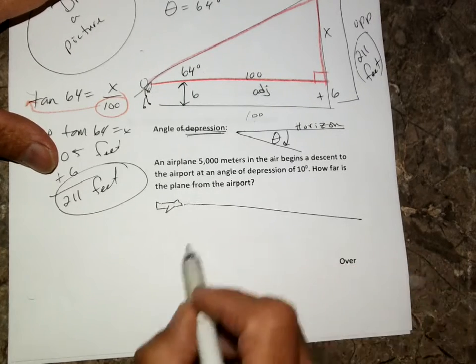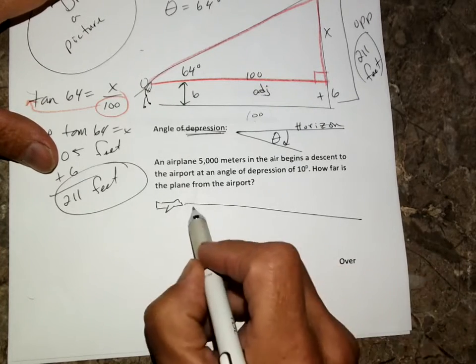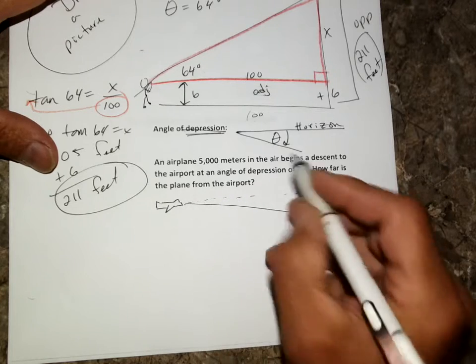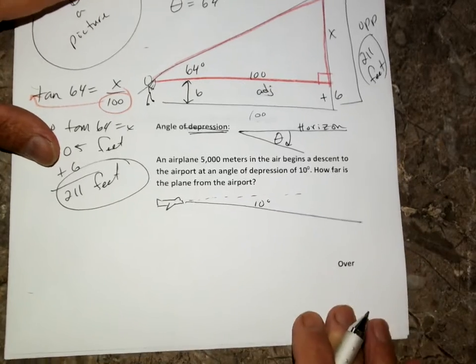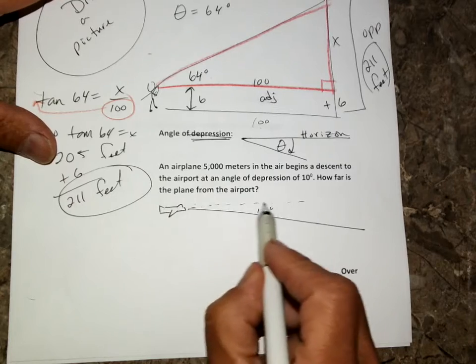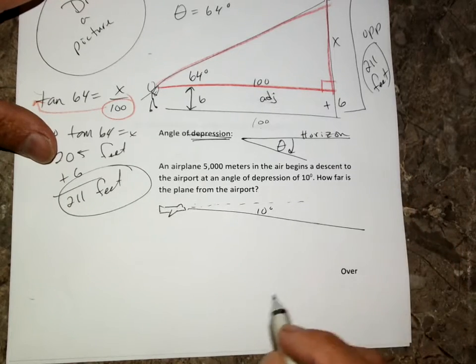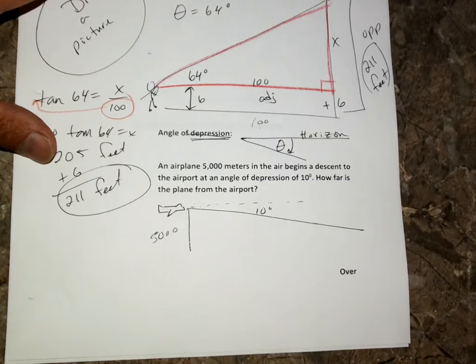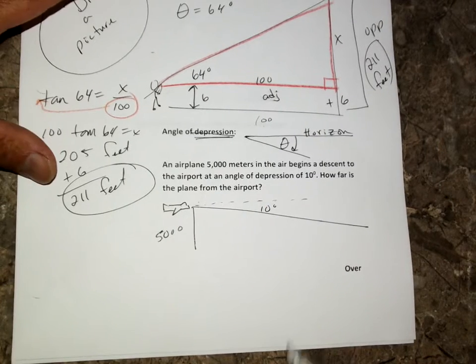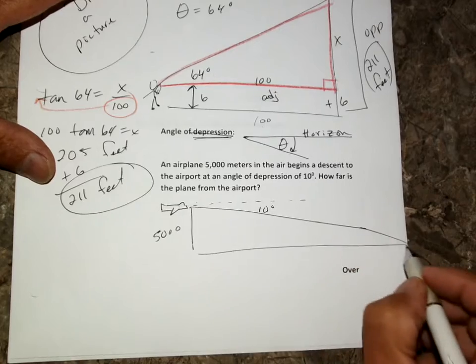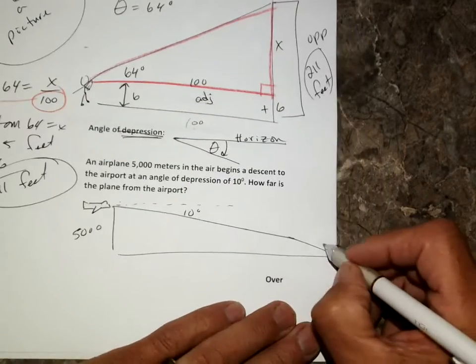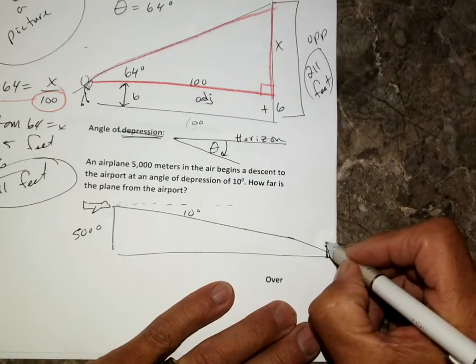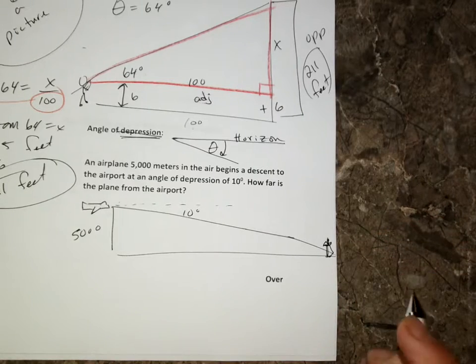And it's flying down at an angle of depression of 10 degrees. Okay, see how it works? Here's my horizon, my angle of depression of 10 degrees. Okay, the airplane is 5,000 meters above the ground. It makes its descent. Okay, here's my airport way over here. Okay, here's my little airport tower. So it's heading down that way.